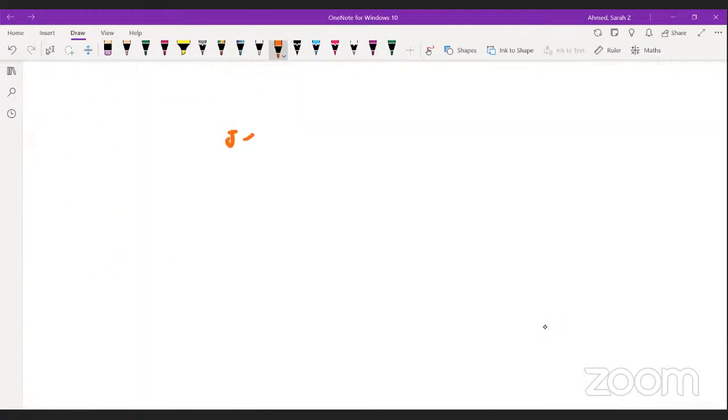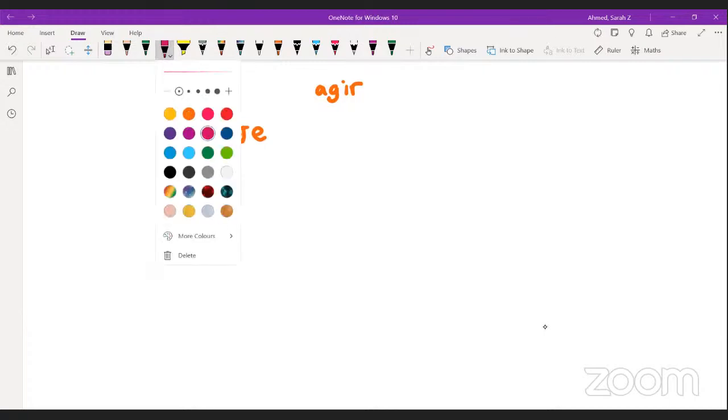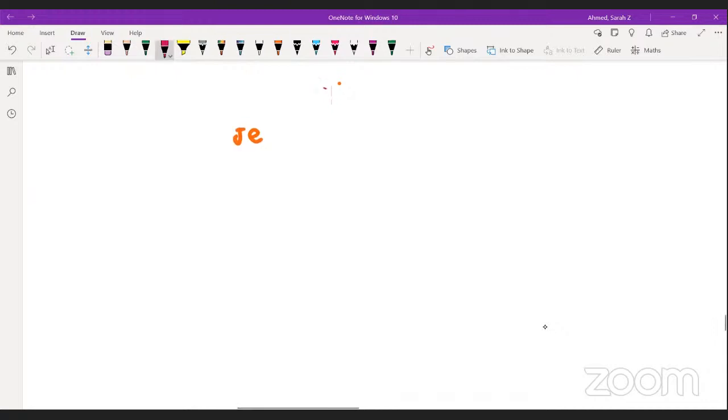The verb is normally agir. Let me make my pen a little thinner. Can you see this? Yes. Let me make it a little bigger. So that's the verb. Now for je, what is our ending? For the IR verbs, it's IS. Very good. So je agis.